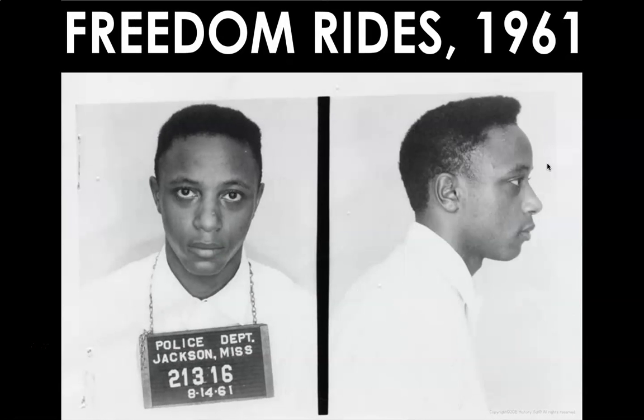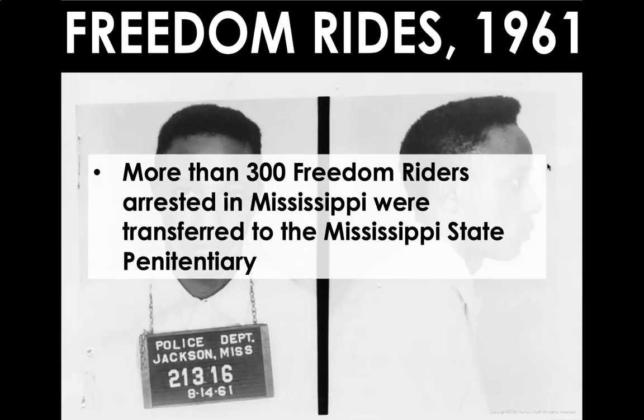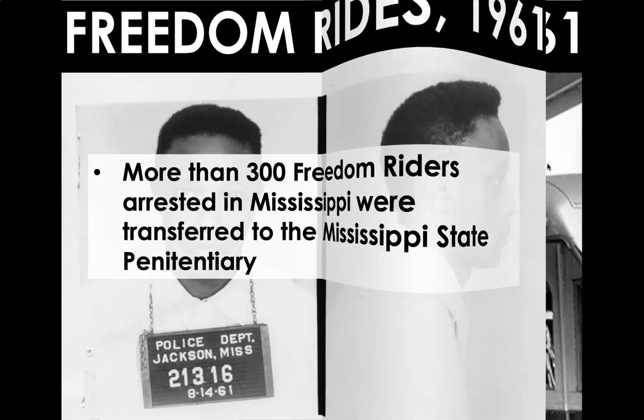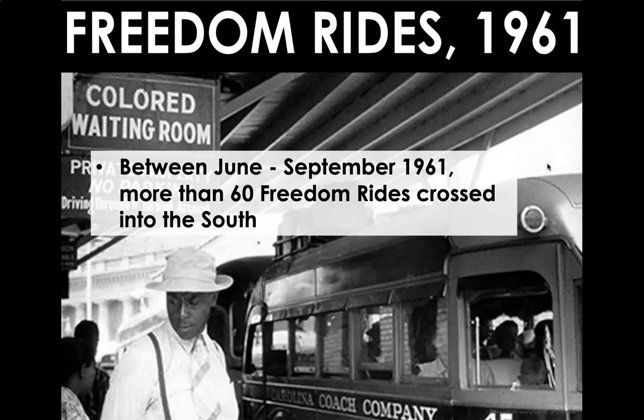This is an example of one of the young men who was arrested for freedom rides. More than 300 freedom riders were arrested in Mississippi and then transferred to the Mississippi State Penitentiary. So they actually went to state prison. Between June and September 1961, more than 60 freedom riders crossed into the South.